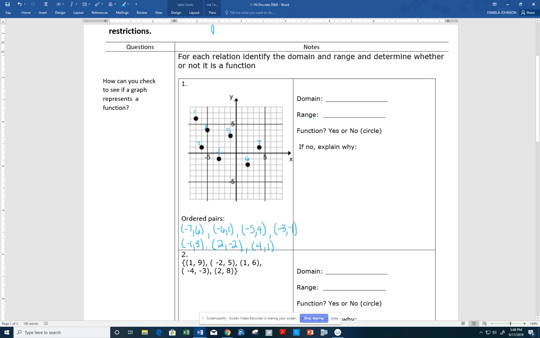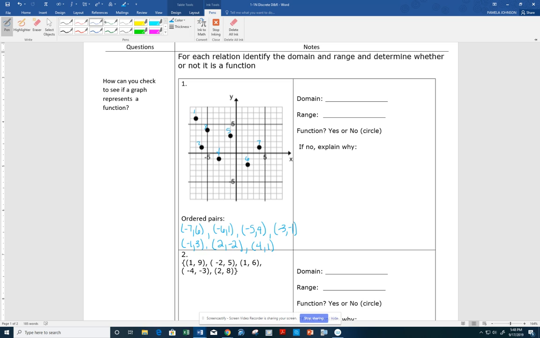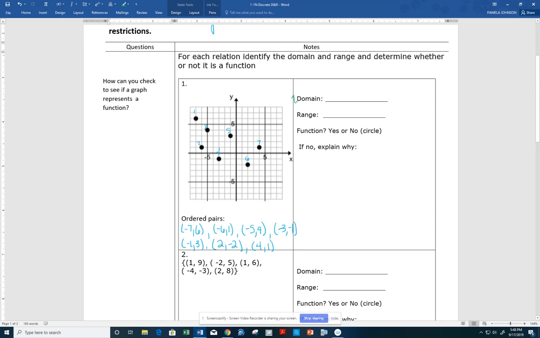Okay. So domain values are going to be all of our x values. Actually, let me change colors here so we can have a little bit of color coding going on. So our domain values, like I said, are going to be our x values. Now, when I write this, I'm going to write this using set notation. So this is just a bracket. It's actually called a brace. It's not a bracket, but it's called a brace.